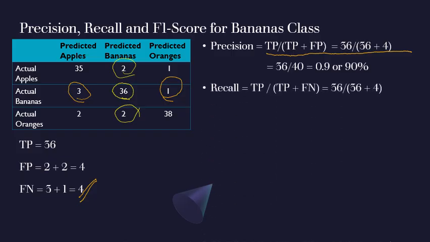So let's proceed with our recall. We have here the formula for our recall, TP divided by the sum of TP plus false negatives. So substituting now the value, we have 36 divided by 36 plus 4. So we get an approximate value of 0.9 or 90%. Precision and recall both being 0.9 highlights a consistent performance for bananas.